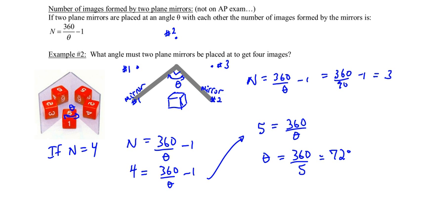Which means that as you bring these closer together, you actually get more and more images. Eventually, as the two mirrors become closer and closer to becoming parallel, you'll get an infinite amount of images. Okay, and that's it for example two.